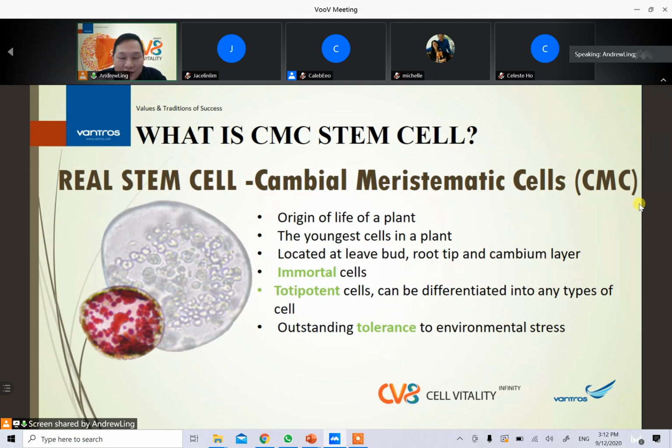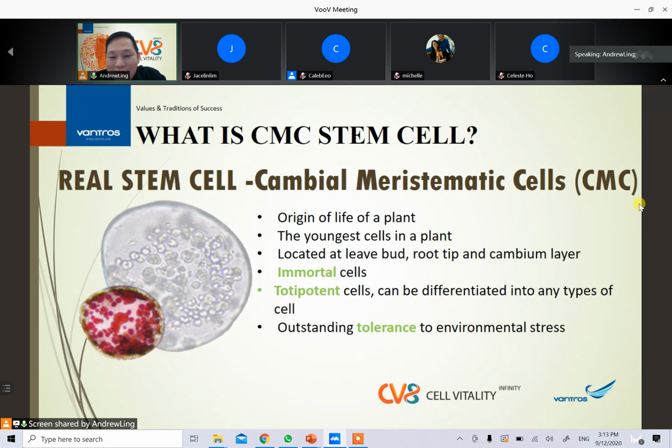CMC stem cell is actually considered as the real stem cell. In the full term, it is called cambial meristematic cells. In other words, this CMC stem cell is the origin of life of a plant. It is the youngest cell in your plant, the virgin cell. That means it is the most pure, and it has not gone through any differentiation process.